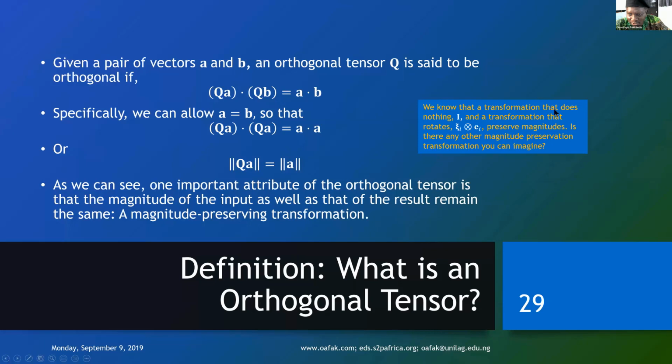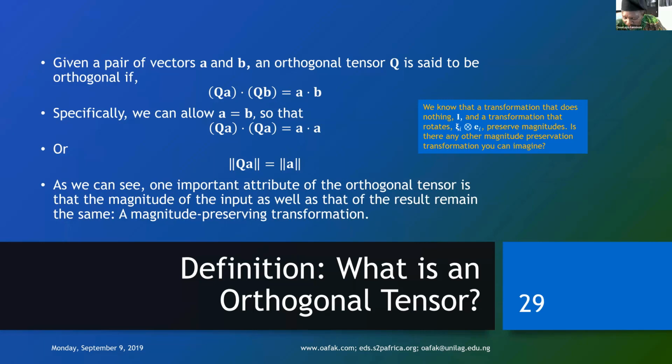We know that a transformation that does nothing, I, and a transformation that rotates, preserve magnitude. Is there any other magnitude-preserving transformation you can imagine? One that does nothing, of course, will preserve the magnitude. One that simply rotates may not preserve the direction, but will still preserve the magnitude. Can you tell me what you can physically do to a tensor that will also not change the magnitude, but is not one of these two? For instance, you know that projection will not only change the direction, it will also change the magnitude.